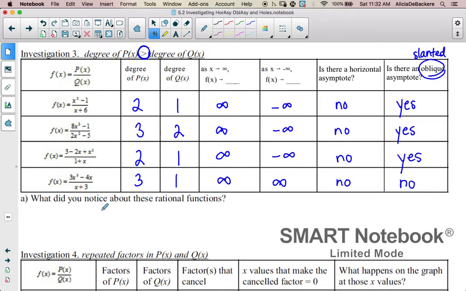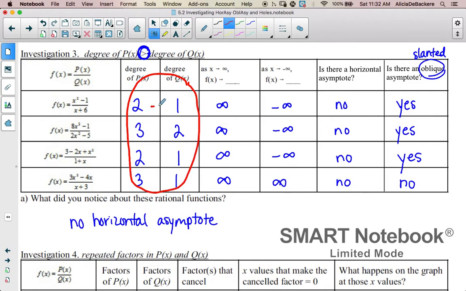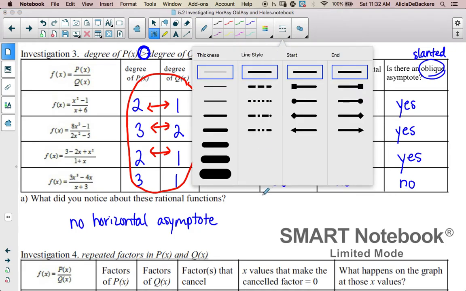So what do I notice about these rational functions? When the degree of the top is bigger than the degree of the bottom, what I notice is that there's no horizontal asymptote. Sometimes there's an oblique and sometimes there's not. So let's see if we can figure out why that is. And the key is to look at these degrees here. When I look at the first pair, the second and the third, they all gave me an oblique, but this last one didn't. So what was different about it? Well, here, the degree of the top was one more, and then all of a sudden the degree of the top was two more. And that's when I did not get an oblique asymptote.